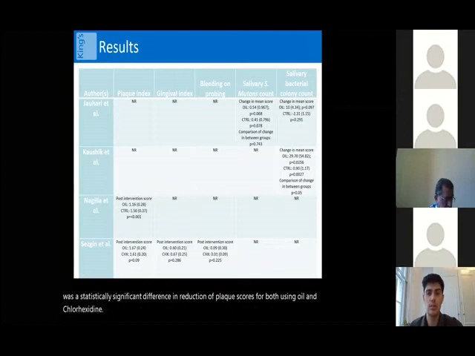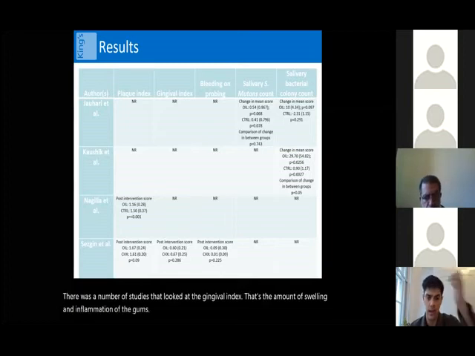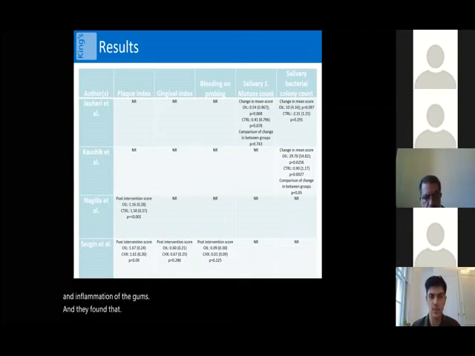difference in reduction of plaque scores for both using oil and chlorhexidine. A number of studies looked at the gingival index, that's the amount of swelling and inflammation of the gums. And they found that there's no difference between chlorhexidine and oil. We then got bleeding on probing, and then the bacterial colony count.